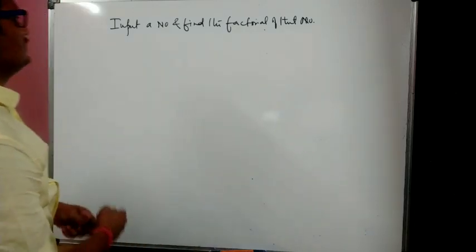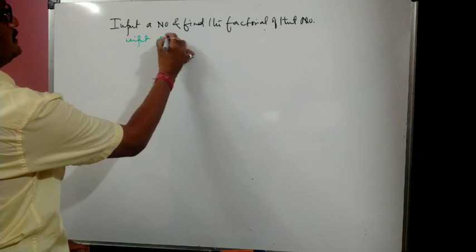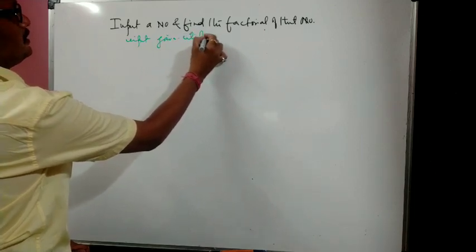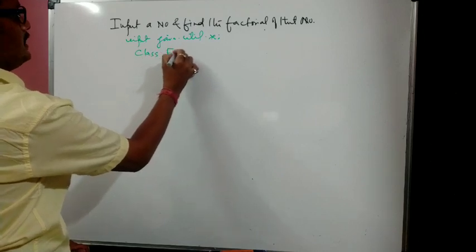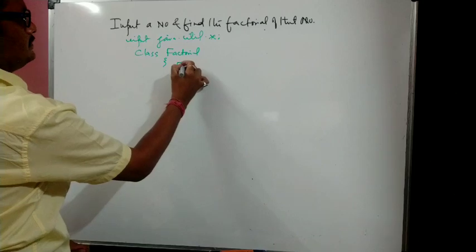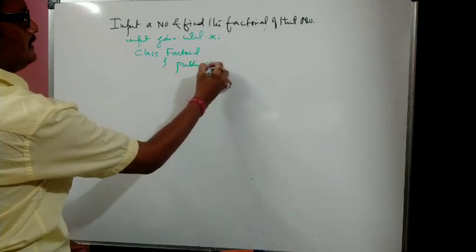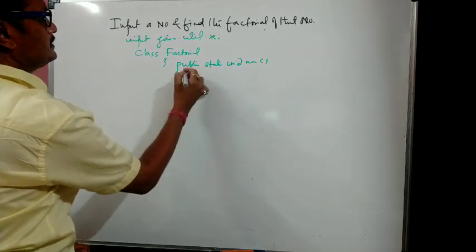Alright children, this is import. I will write the full program. Import java.util.*. This is a class name. Suppose the class name is Factorial. Here is public static void main.